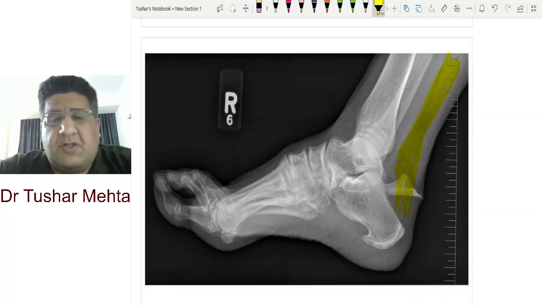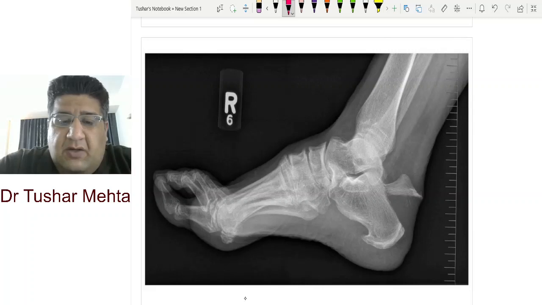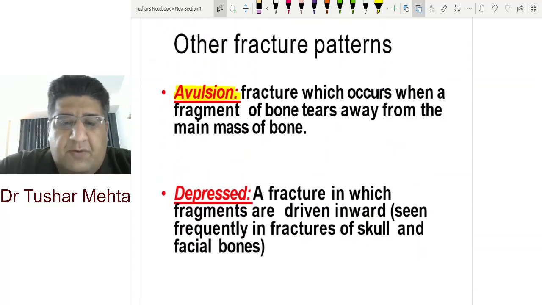The posterior tuberosity of calcaneum. So this avulsion fracture of the posterior tuberosity of calcaneum is what is called an avulsion fracture. You can very well see how the calcaneum has been avulsed because of this. This is one fracture pattern that I wanted you to understand, avulsion fracture.